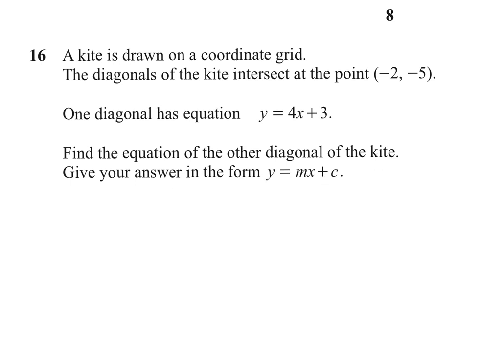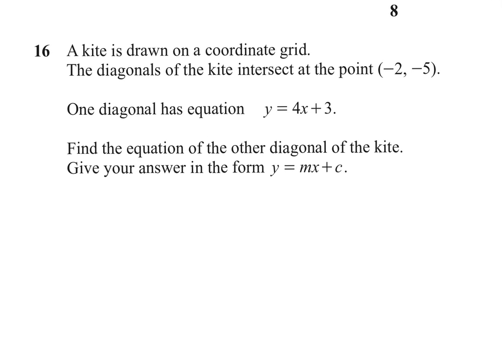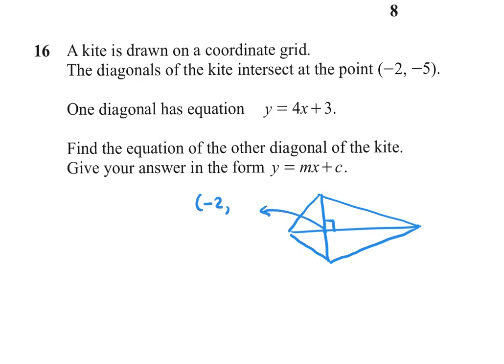Okay. You have to know that diagonals of the kite are perpendicular. The diagonals of the kite are perpendicular. So this is the kite. This is the diagonal of the kite. Diagonals are perpendicular. The diagonals intersect at the point (-2, -5).